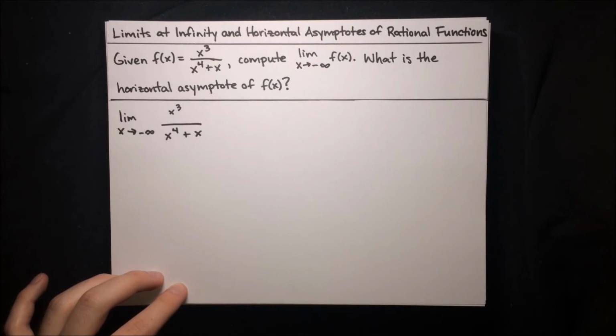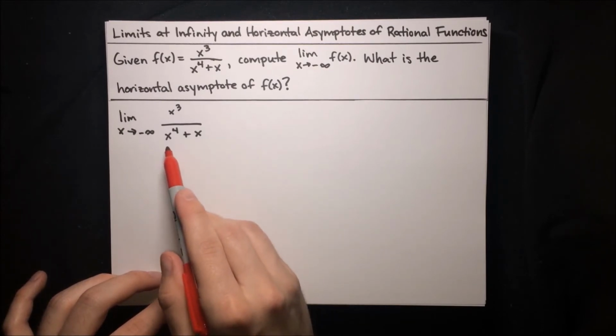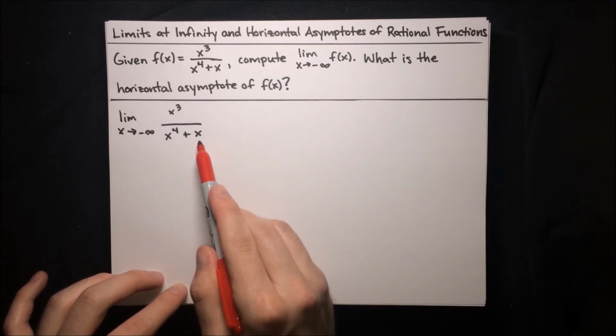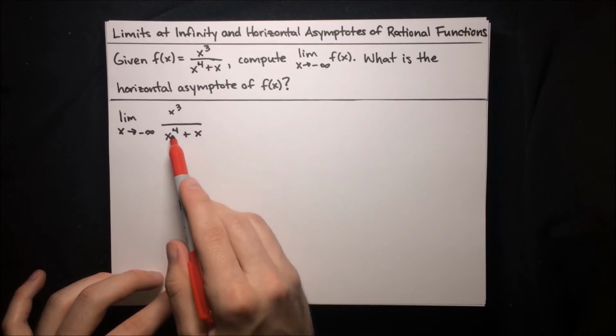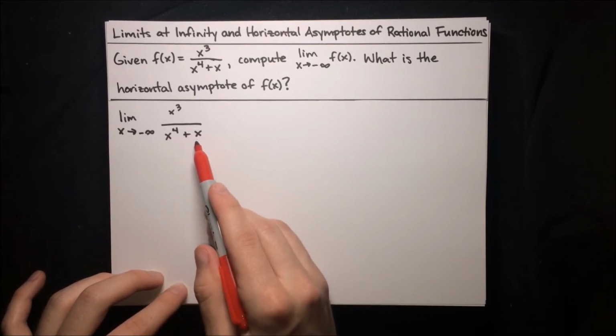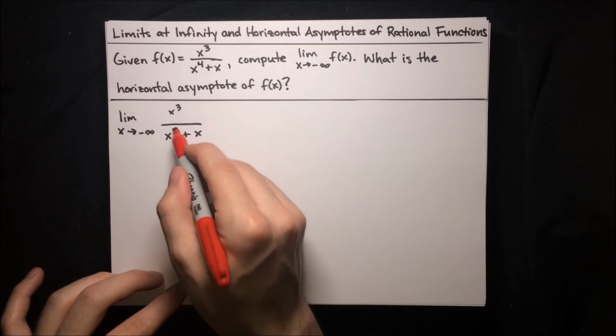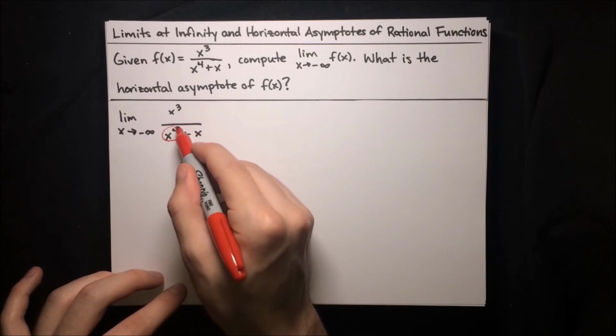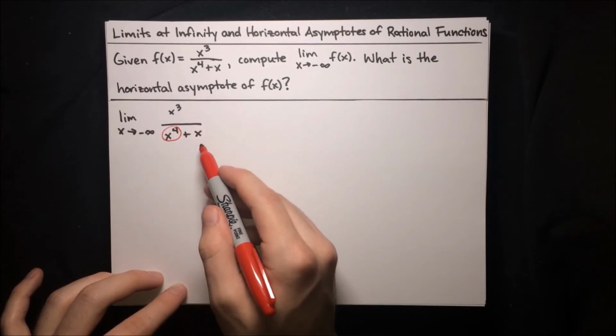Well, there are two terms in the denominator. There's x to the fourth, and there's x. Which one has a higher power? This is like x to the power of 4 versus x to the power of 1, and x to the fourth is clearly bigger. So that's what we want to divide by in the numerator and denominator.